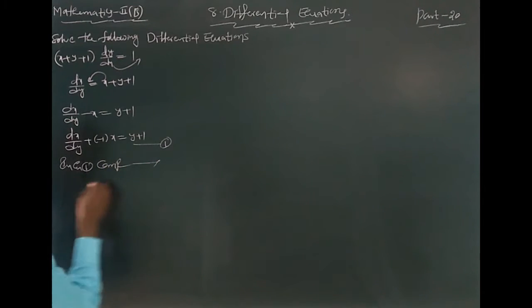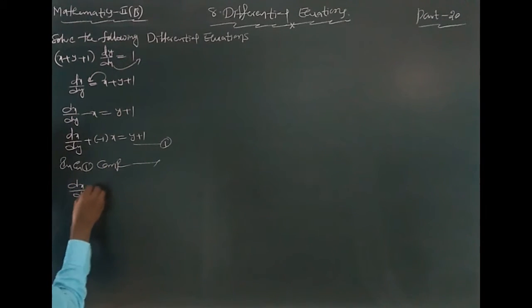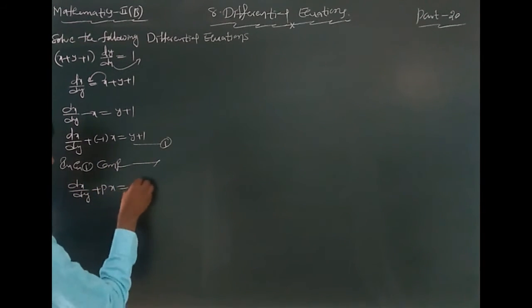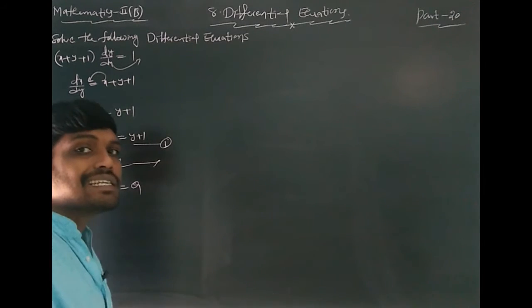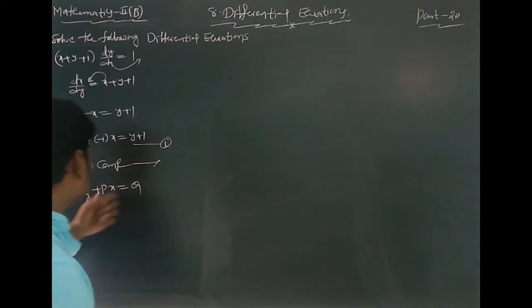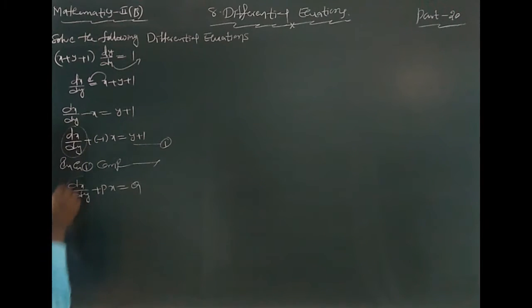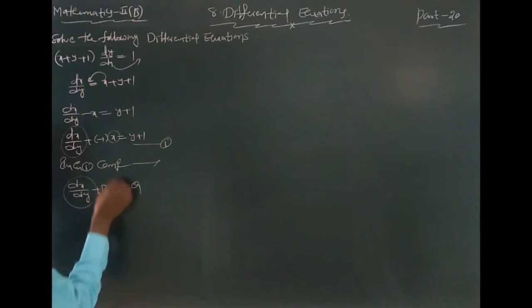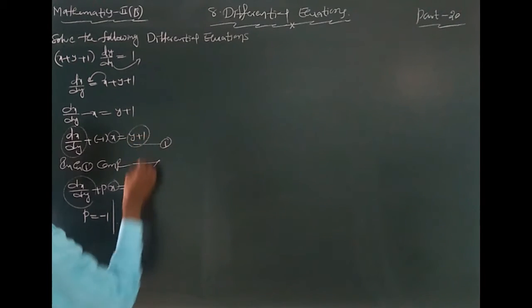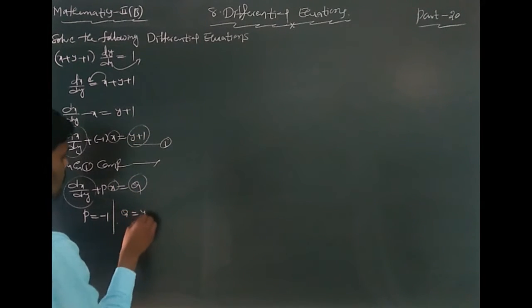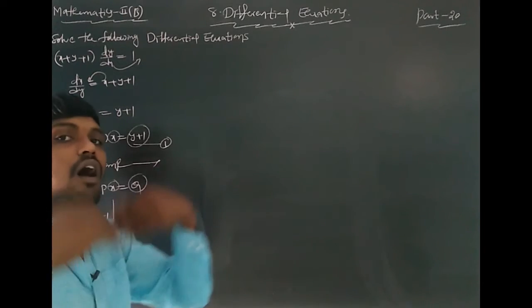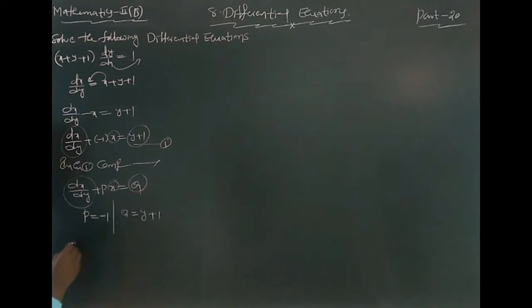Here, comparing this equation 1 with dx by dy plus Px equal to Q: dx by dy is there, x is there. In place of P, minus 1 is there. In place of Q, you can write y plus 1. Understood or not? After that, you can write the integrating factor.